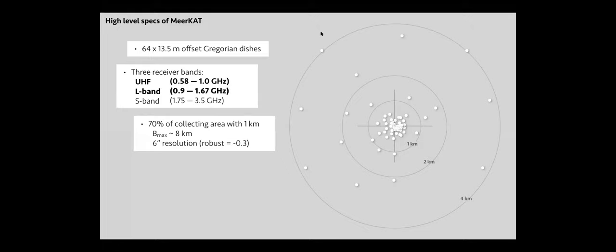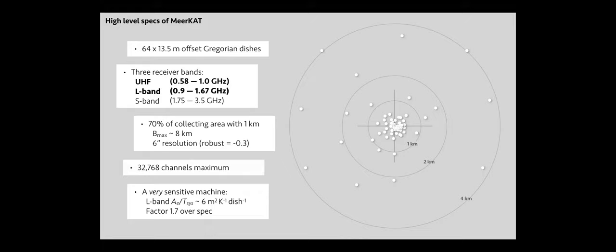It has 2016 baselines from its 64 antennas and basically has a phenomenal range of spatial scales that it can cover. It's a very capable spectrograph. It has 32,000 channels that it can deliver as a maximum. If you remember my little data rate equation, then you can see why this all adds up. And it is, as I said, a very sensitive machine.